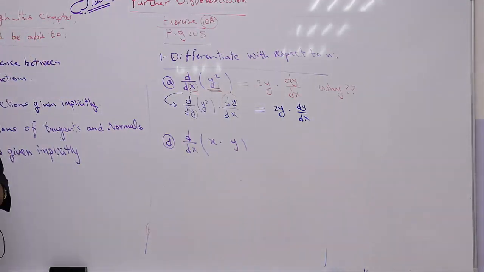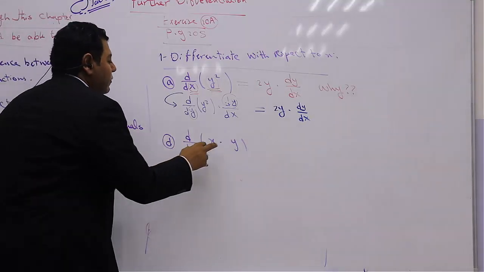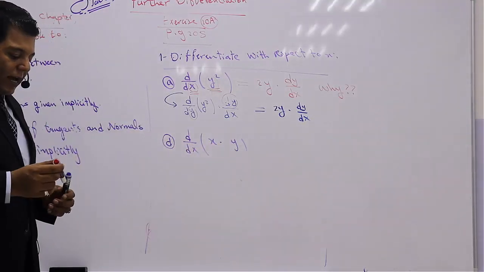Go to the next example. In the next example, here I have d with respect to x for x times y.